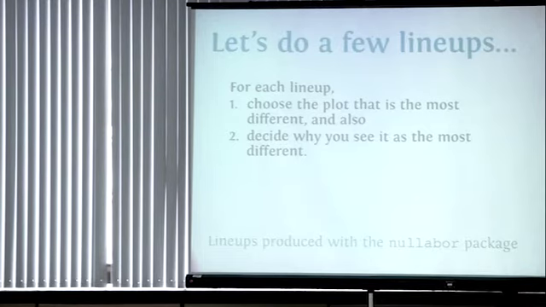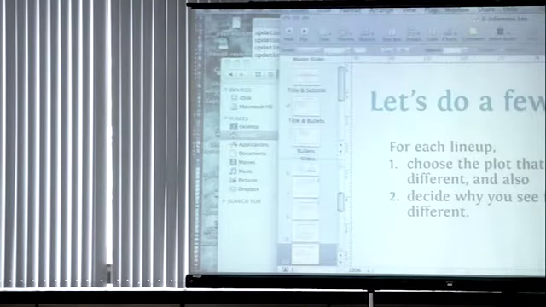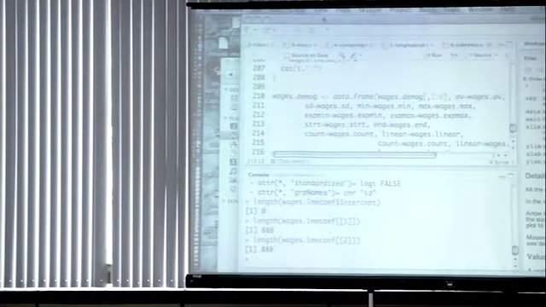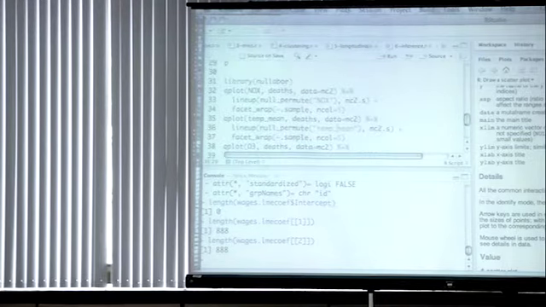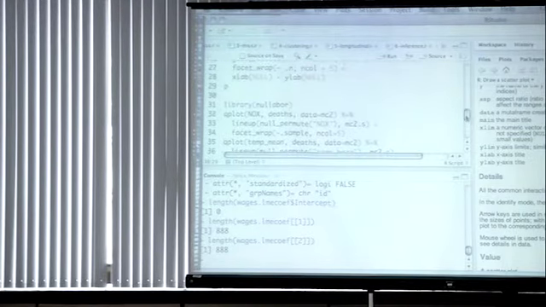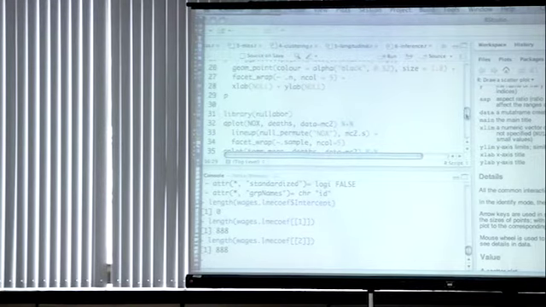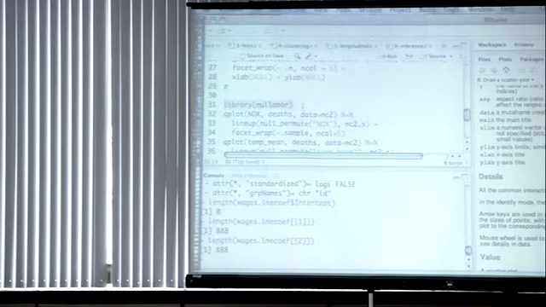All right, so I'm going to do a few lineups. And in each of these, I'm going to run this through R, actually. I'm going to use the nullabor package. Let's see if I can do this. Right, so I'm using the nullabor package, and I'm going to use the Mexico City data.